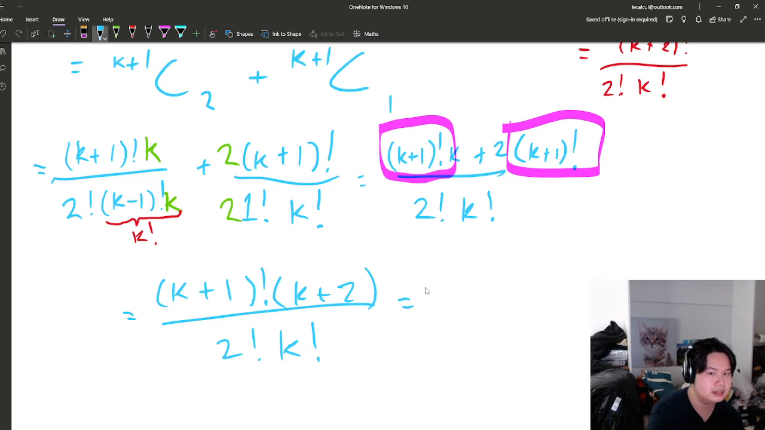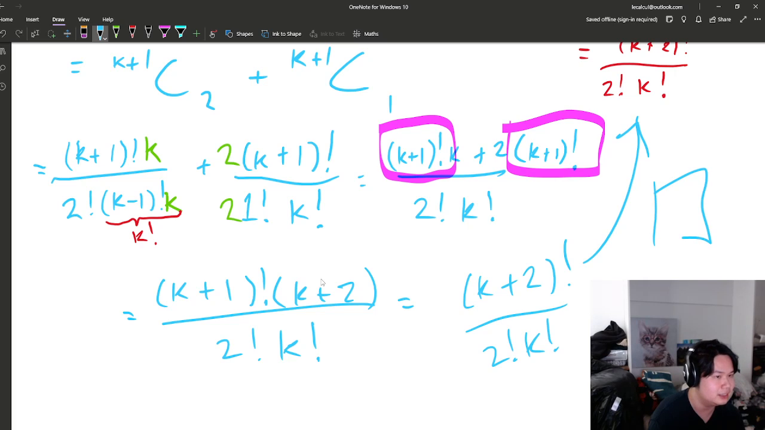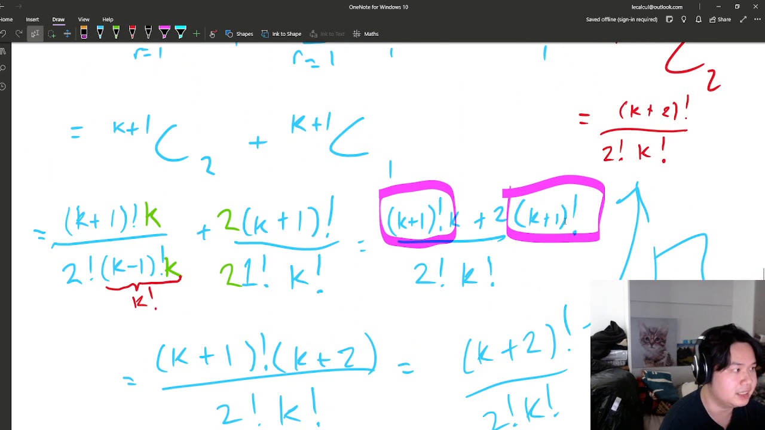And just like what I said here with the red, this is k plus 2 factorial. It's k plus 1 factorial times an extra k plus 2. So that becomes k plus 2 factorial. And then you see you're done. Draw a little square. In math, that means that you finished the proof. These are the same.